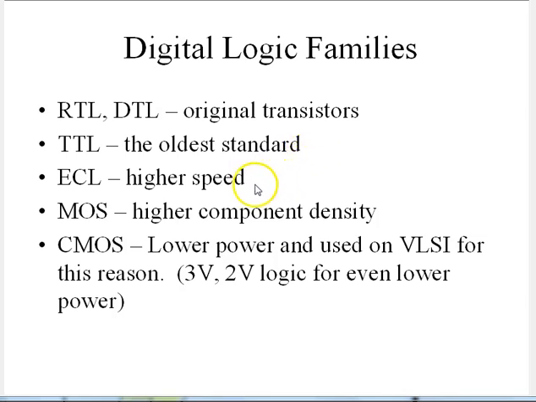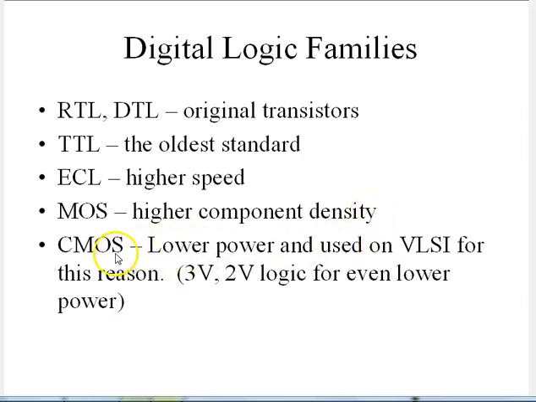Emitter coupled logic is much higher speed and has that advantage electronically. So higher speed means we can run things at higher frequencies. Higher frequencies make a big difference when we're using our computers. The MOS, metal oxide semiconductors, has much higher component density. So that was a big deal for being able to fit more transistors on one IC.